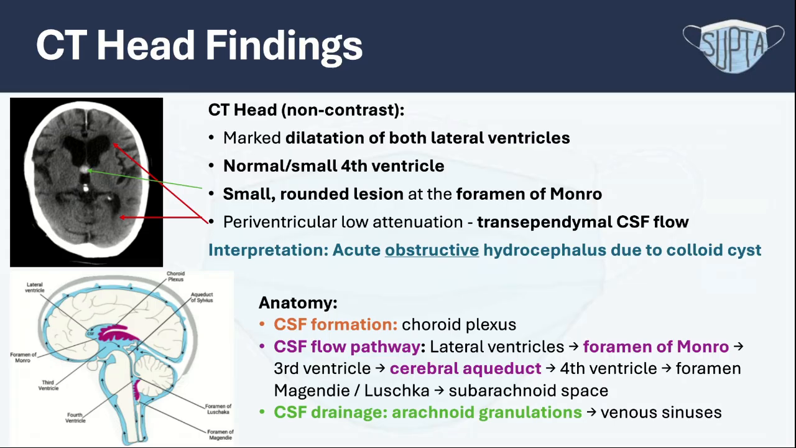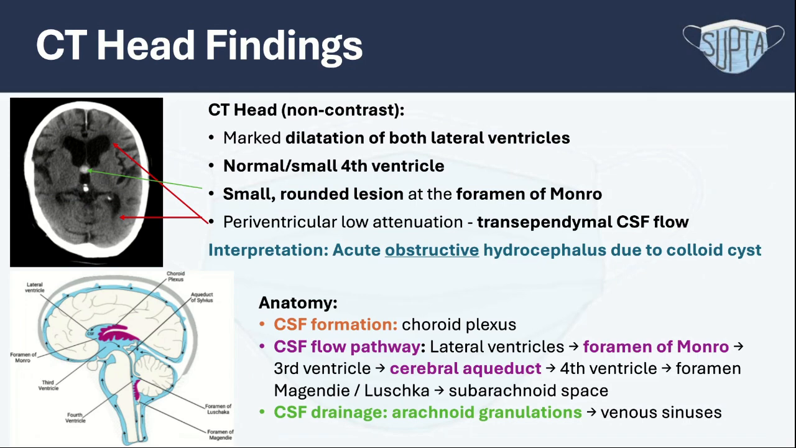So what does that mean? The foramen of Monro is the channel that connects each lateral ventricle to the third ventricle. If a lesion like a colloid cyst blocks this outlet, CSF can't flow normally out of the lateral ventricles. Pressure then builds up upstream, so the lateral ventricles enlarge. That is why the appearance is most consistent with acute obstructive or non-communicating hydrocephalus due to a colloid cyst at the foramen of Monro with raised ICP.